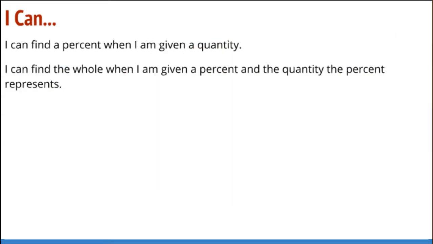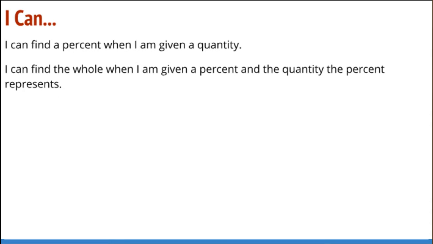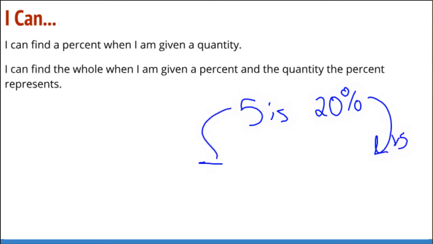So I can statements, I can find a percent when I am given a quantity. So if we say 5 out of 9, we can find a percent. We can find what percent 5 is of 9. I can find the whole when I am given a percent and the quantity the percent represents. So if 5 is 20%, what is the whole? And of course, we'd scale up multiplying by 5, scale up multiplying by 5, and we'd find out that the whole is 25.